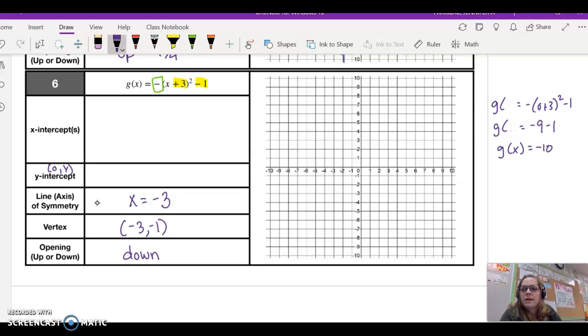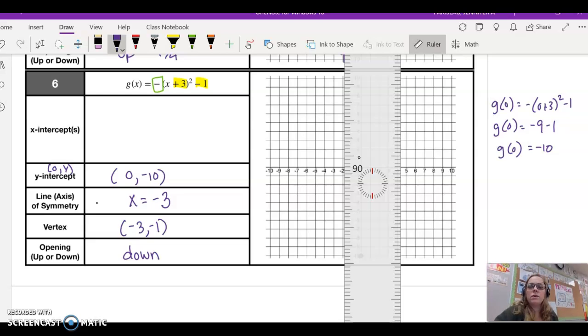Technically, I should replace that x. If I'm writing it in function notation, it should be 0. So that way I know that my y-intercept is (0, -10). Okay? So for the x-intercepts, let's go ahead and just plot what we have so far. So (0, -10), there's my y-intercept.